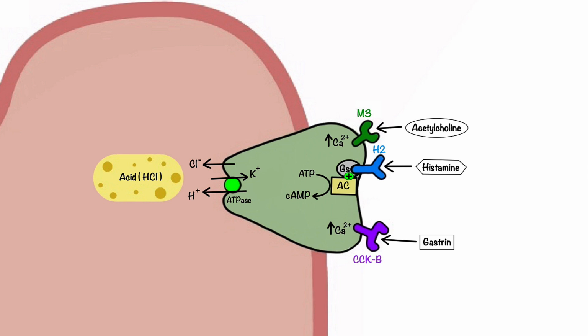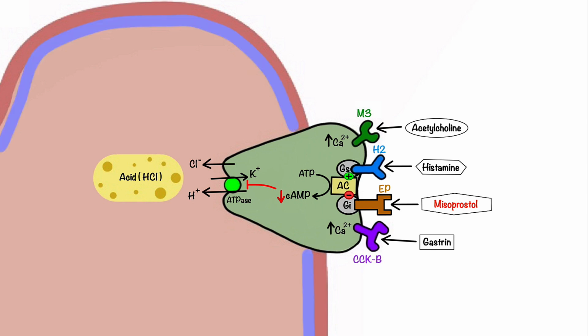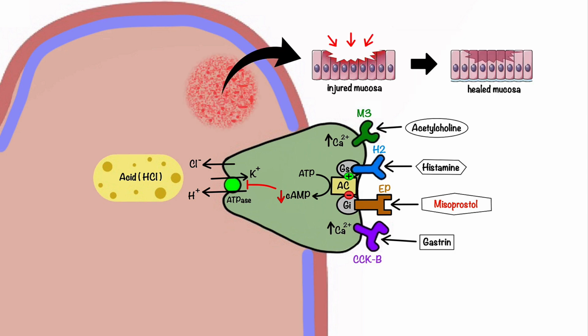Furthermore, parietal cells also express E-type prostaglandin receptors linked to an inhibitory Gi protein, which when stimulated by prostaglandins, such as prostaglandin E1, inhibit the activation of adenylyl cyclase. Now, misoprostol is a synthetic prostaglandin E1 analog that stimulates prostaglandin receptors on parietal cells to decrease intracellular cAMP levels, thus leading to decreased activity of the hydrogen potassium ATPase. In addition to this, misoprostol also increases gastric mucus formation as well as blood flow to the mucosa, which increases the oxygen and nutrient supply to the injured mucosa, thus promoting healing.